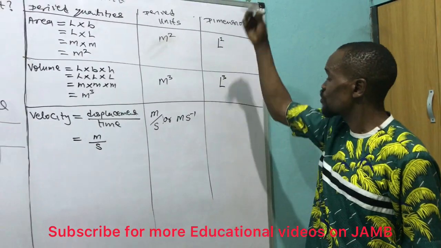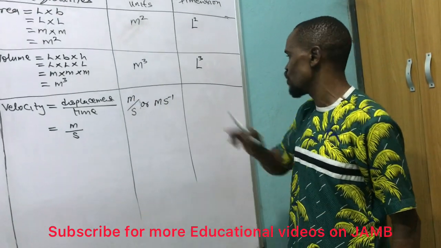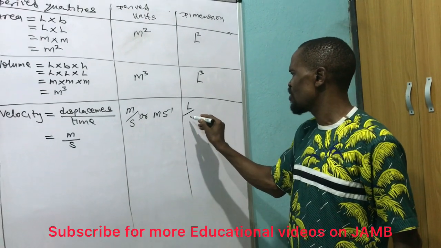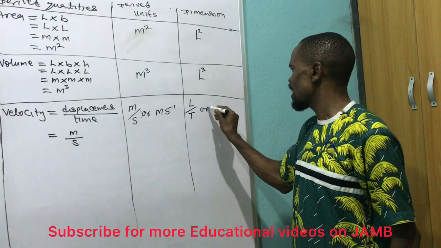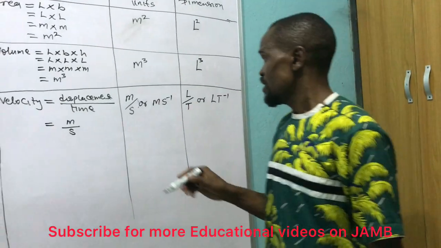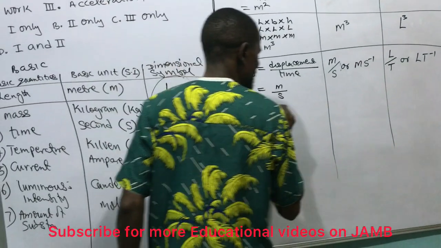If I'm talking about indices, I can write it this way. Then the dimension is length over time, or I can write it as L T to the minus 1. Are you there?